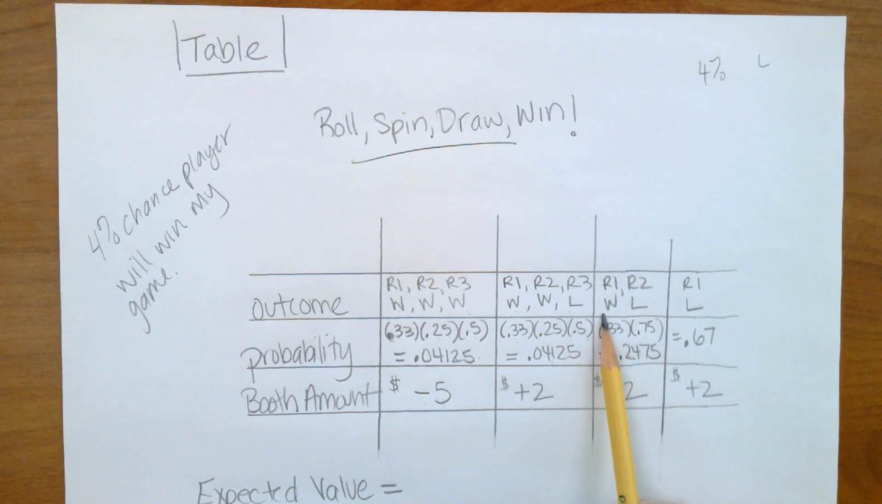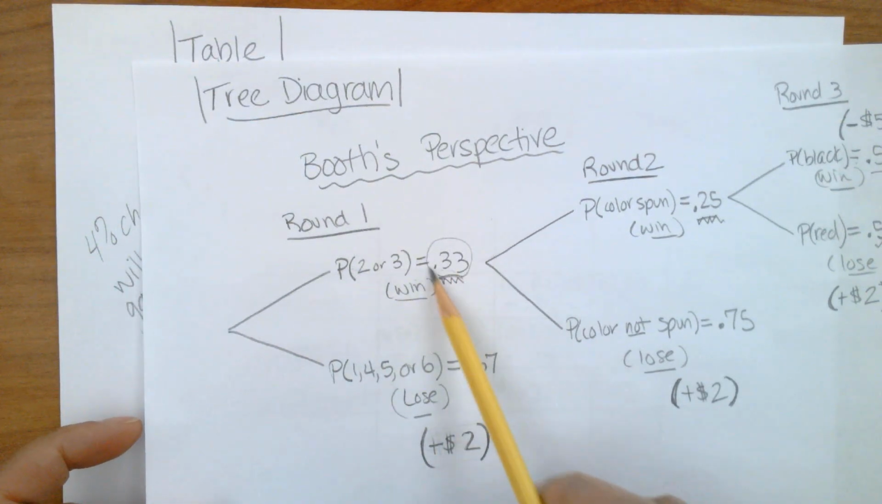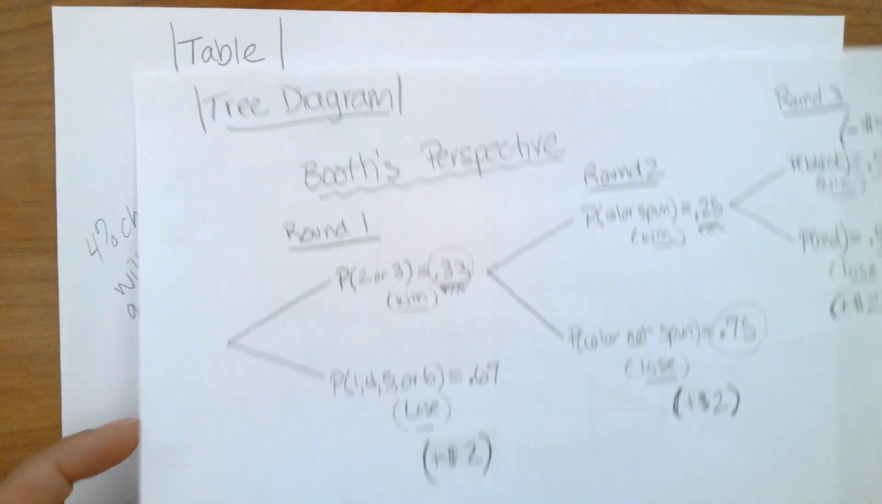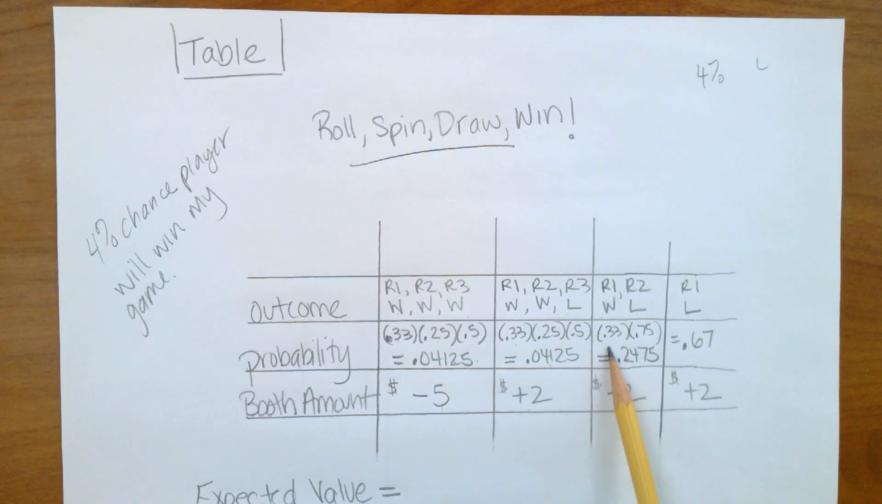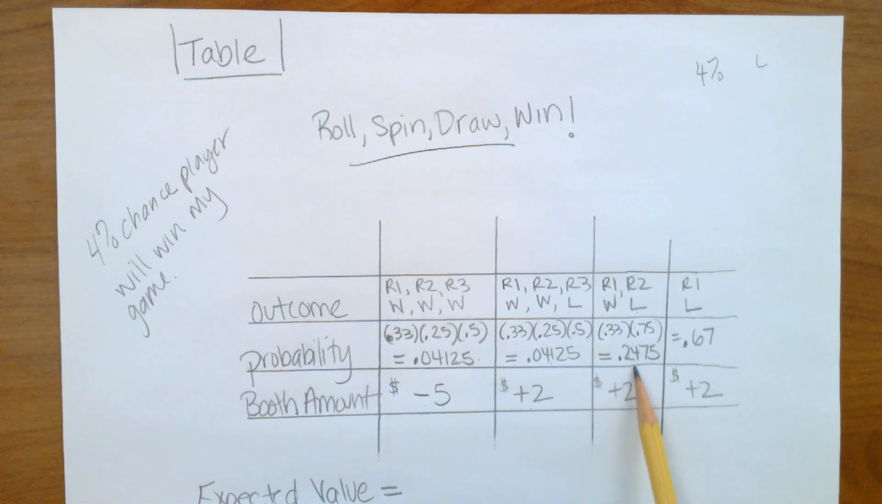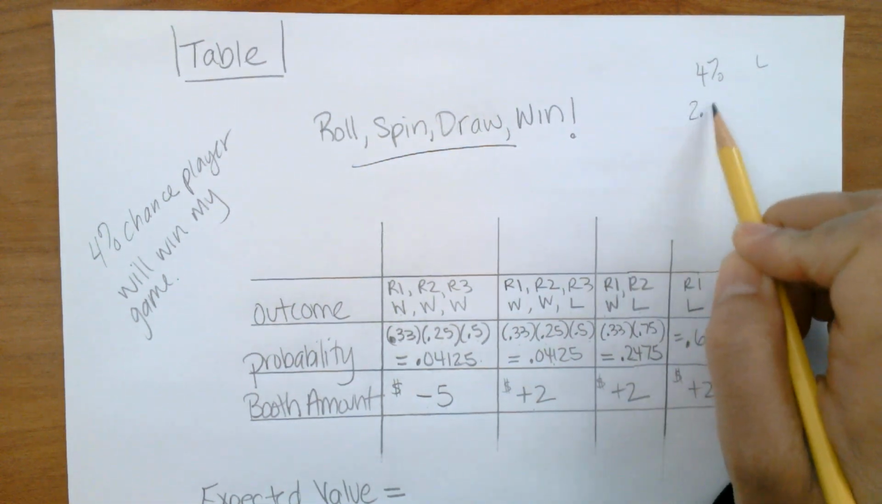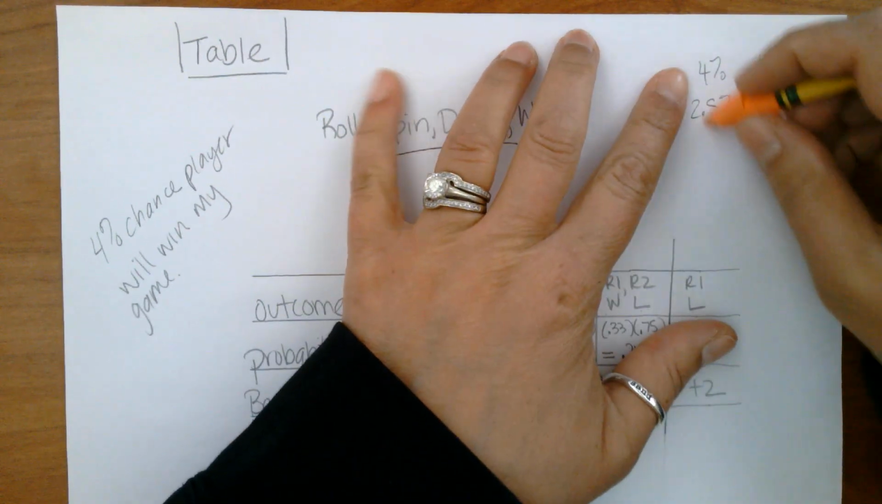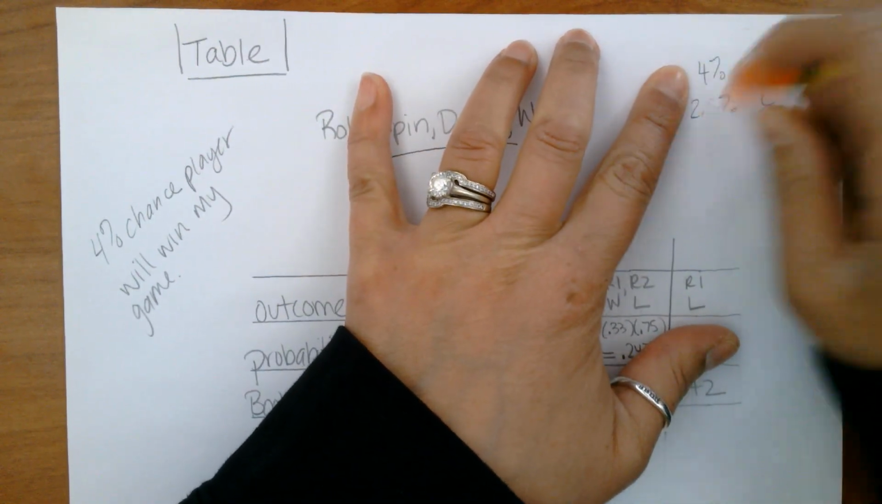Another pathway, they can win round 1 and lose round 2. So let's see what that looks like. I'm going to multiply these two probabilities together. 0.33 times 0.75, and I get 0.2475. So they have about a 25% chance to lose. I'm just rounding. That's all I'm doing.